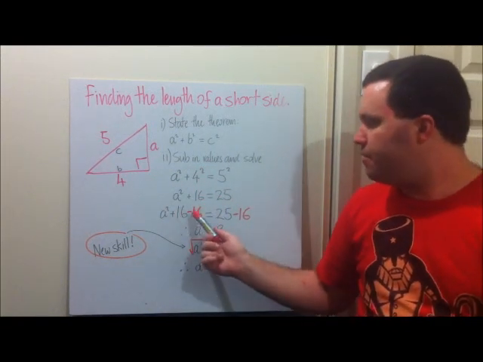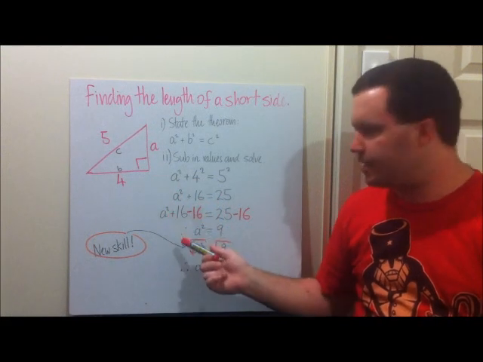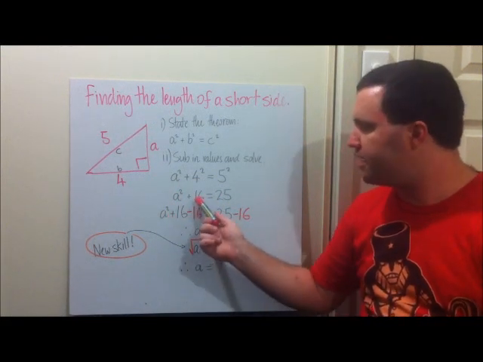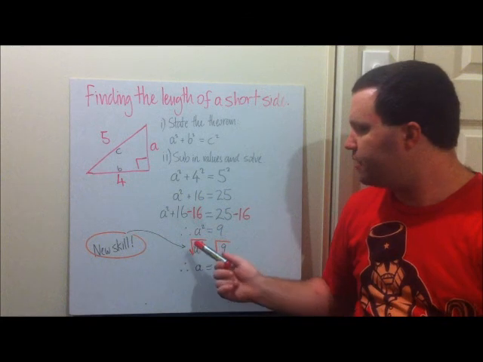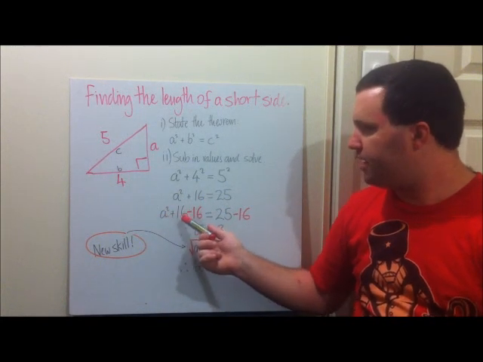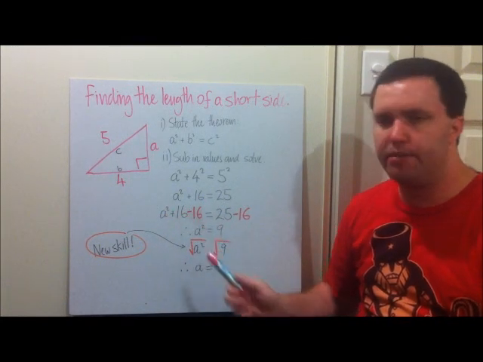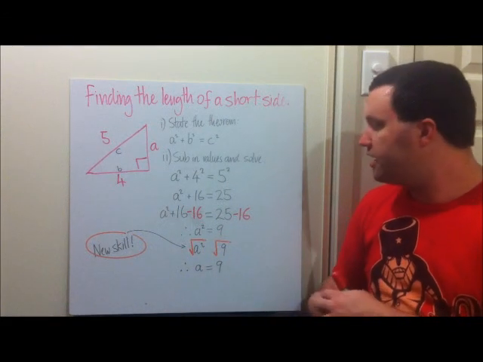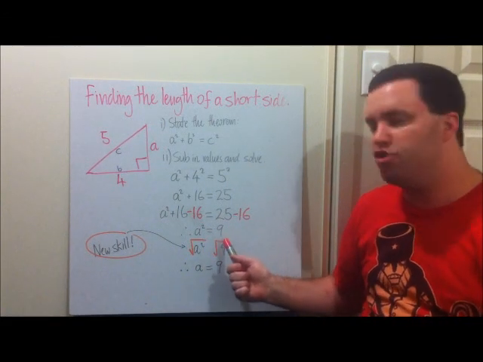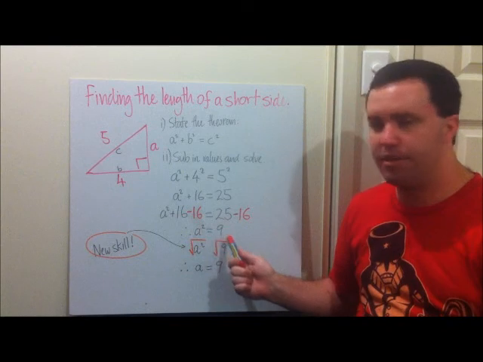Remember, we just want a squared, so we're going to take 16 away from both sides to get rid of this 16 here. And so we'll have a squared plus 16 minus 16 equals 25 minus 16. So 25 minus 16 is 9. And so we have a squared is 9.